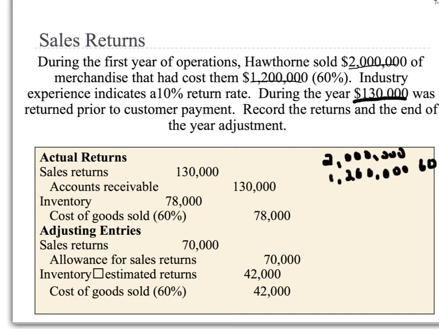So if you take 130,000 times 60% is where you get the 78 from. So you're putting it back into inventory, and then you're putting it back into your cost of goods sold. So you're reducing your expense with the credit. So you need to know this entry, how you book a return.